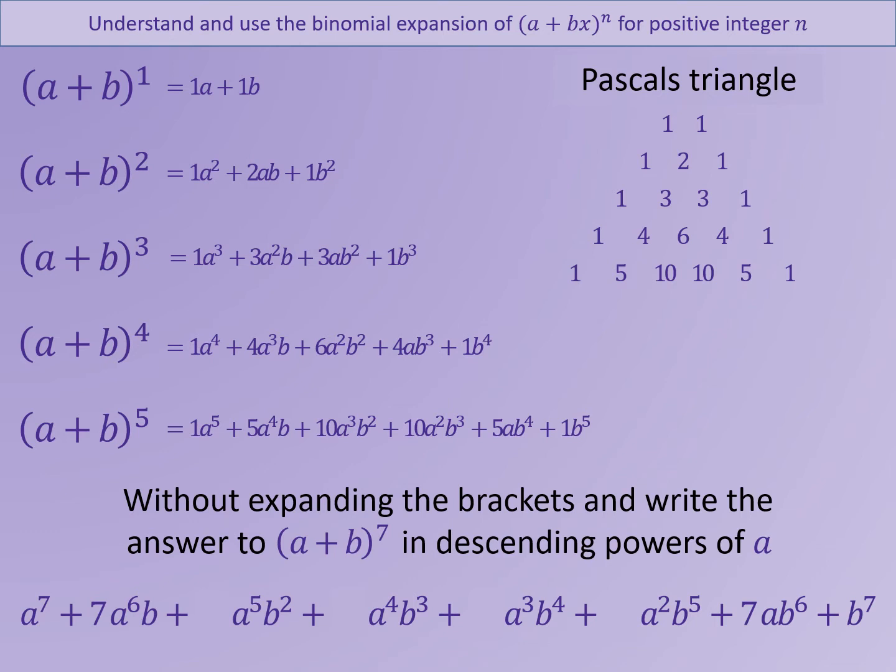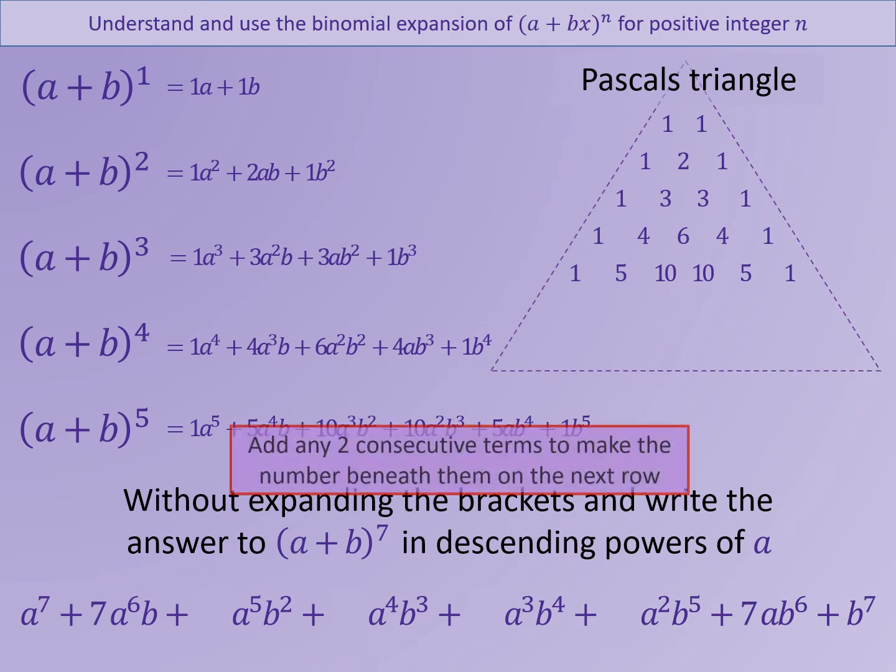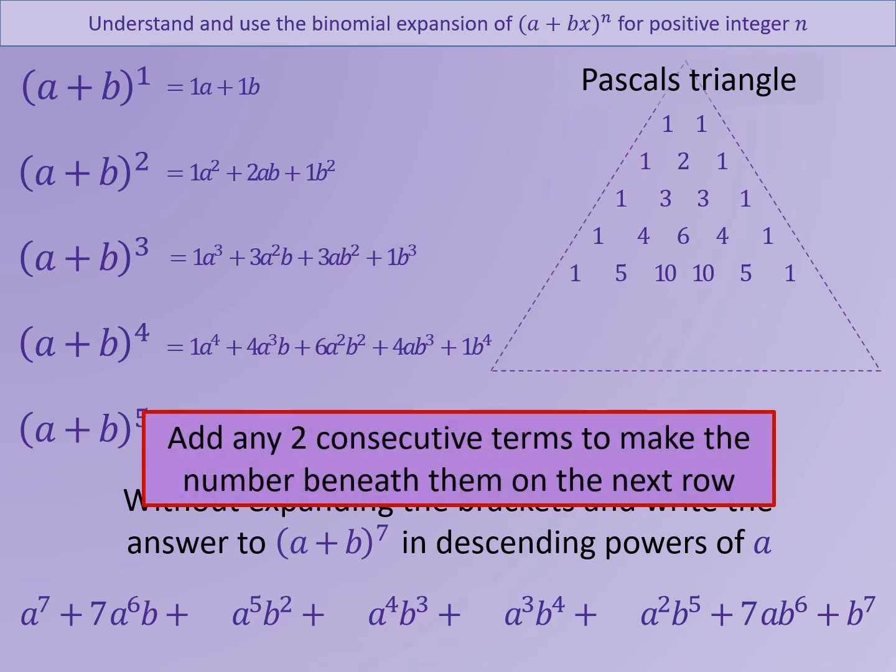Now, how are these numbers that you are seeing in Pascal's triangle being generated? Well, what's happening is that we are adding any two consecutive terms to make the number beneath them on the next row. Now, if you're not quite sure what that means, let me demonstrate. So here is an example.